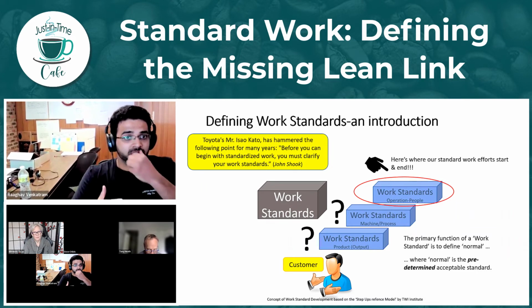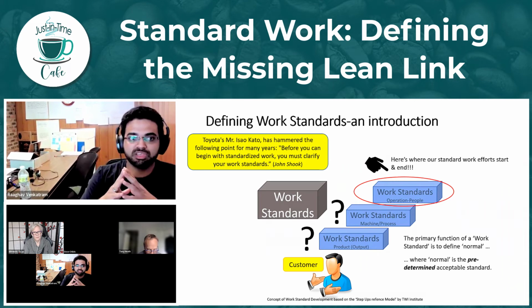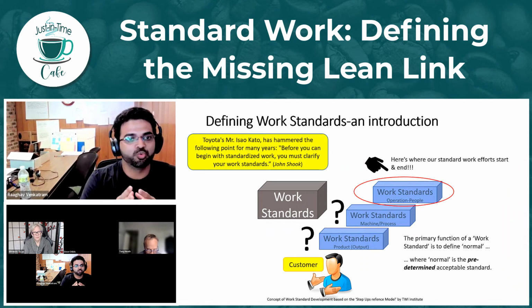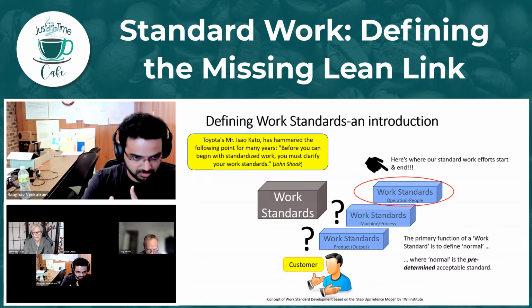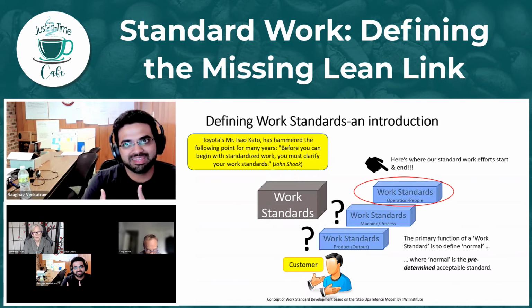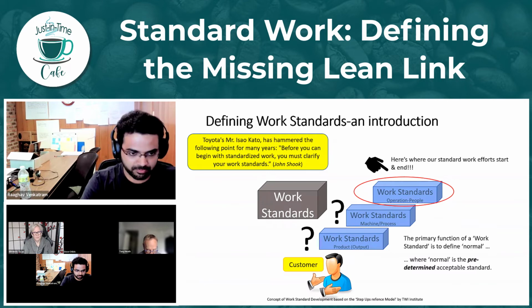So Mr. Kato has hammered the following point for many years. Before you can begin with standardized work, you must clarify work standards. And the primary function of a work standard is to define normal. And remember, normal means an objective definition of what is good and what is bad, no matter who, what, and when things are being looked at, okay?